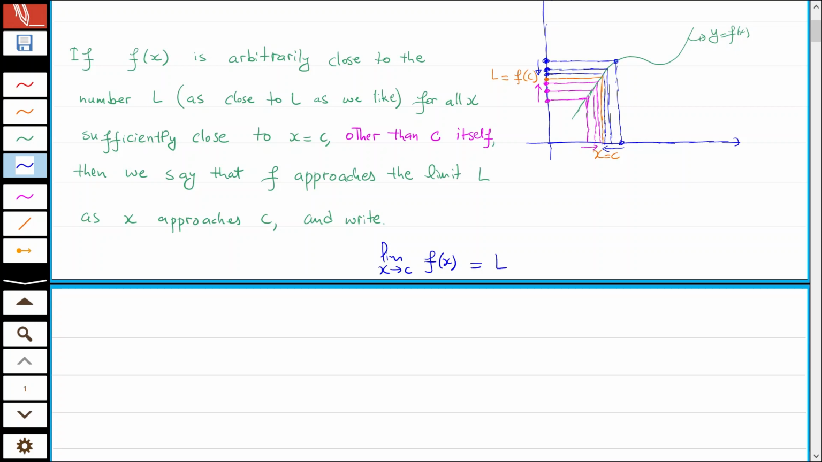Remember, you will see that in the coming example, I do not mean to say that here f of c equals L. It might happen in some cases that the limit is the same as the value of the function at the point, but this is not what we mean here. What we mean here is that as you go close to the value x equals c, the value of the function on the y-axis would go close to the value L.